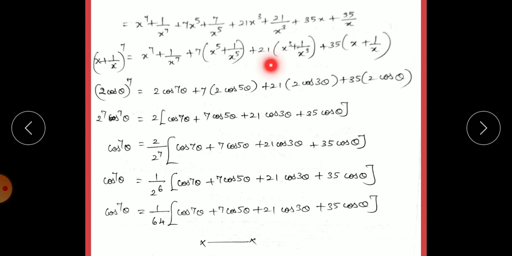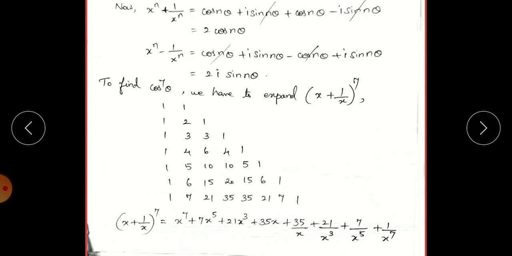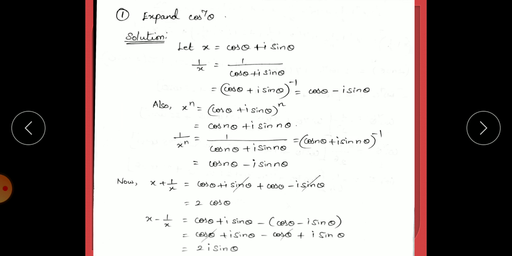Likewise the next one, 21 is common, so leave the remaining term. Then 35 can be taken outside again, the last two terms, so x plus 1 by x will come. Now this is 1 plus x plus 1 by x, whose value is 2 cos theta. See here, x plus 1 by x value is 2 cos theta.